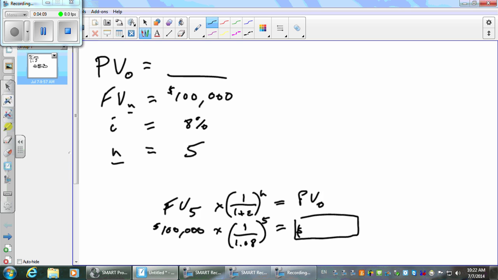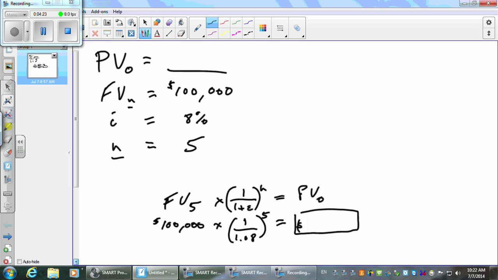So what would you do? If you want to use your calculator, you can. You can put in 1 over 1.08 and raise it to the 5th, and you get a factor. What is that, by the way? Don't take it down to the 100,000 yet. What is 1 over 1.08 raised to the 5th? What's this factor? That'd be a factor. It's called, by the way, a present value factor.